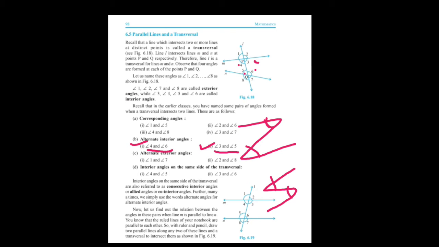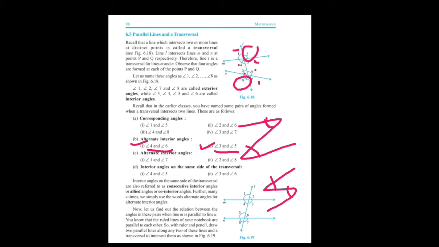Next, alternate exterior angles are 1 and 7. So here angle 1 and angle 7 are alternate, but they are exterior alternate angles. And the second pair is angle 2 and angle 8. So two pairs of alternate exterior angles.